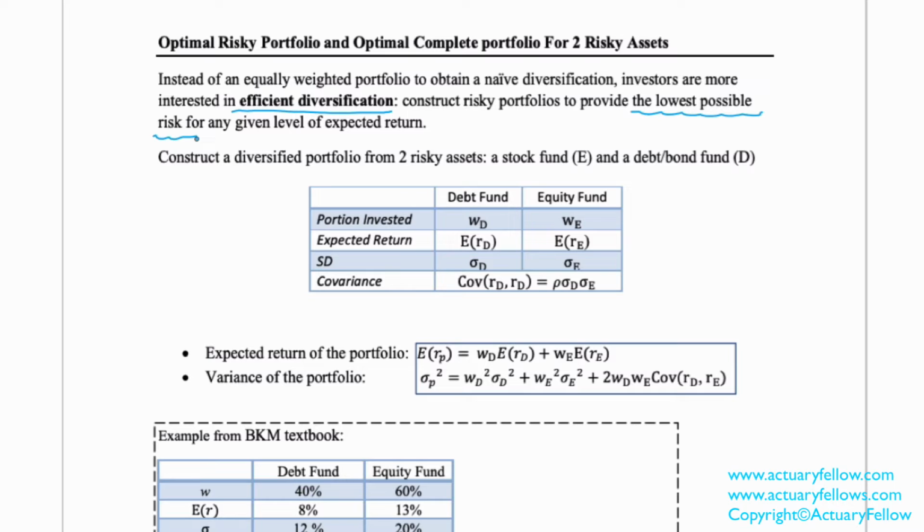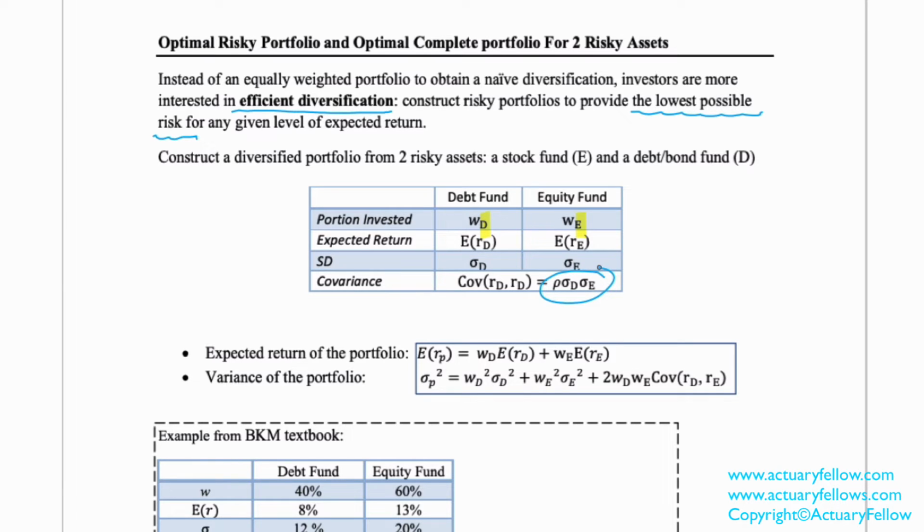Suppose we have an equity fund denoted by E and a debt fund denoted by D. The portion invested in the debt fund is W subscript D and W subscript E for the stock fund. The expected return, standard deviation, and covariance are listed in the table. On the exam, most of the time, correlation is given and you need to calculate the covariance: correlation times standard deviation of D times standard deviation of E.